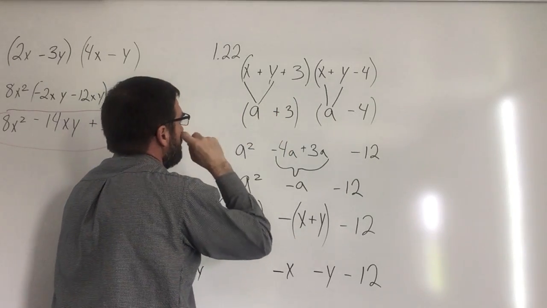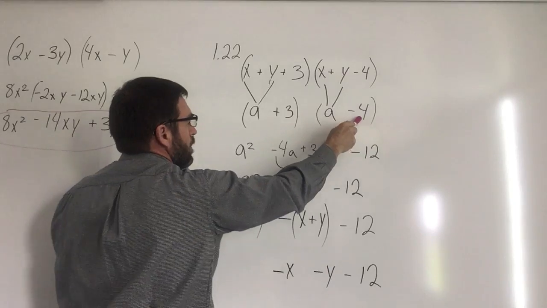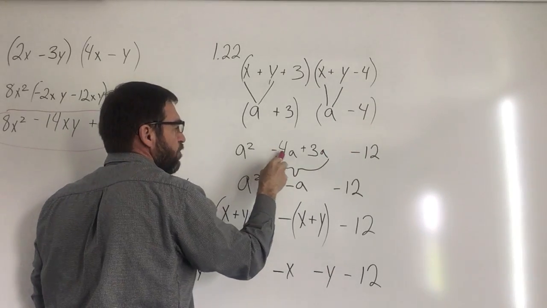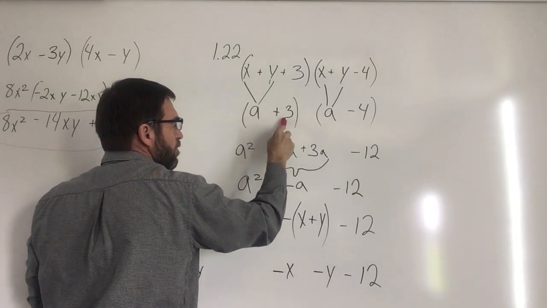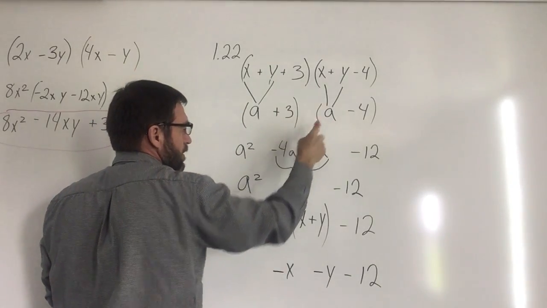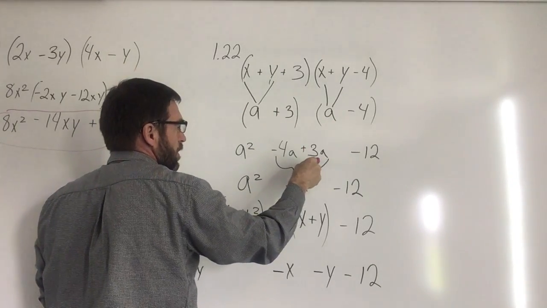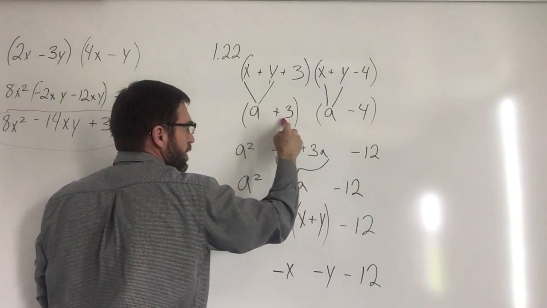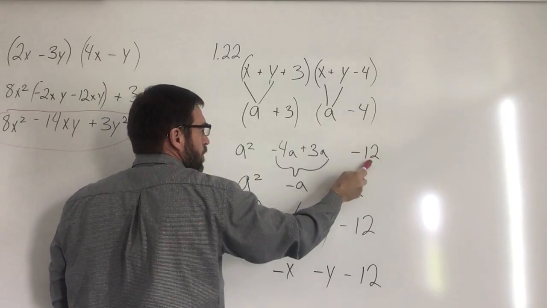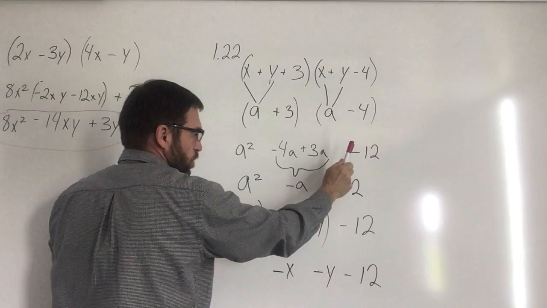Let's see, what's the next one? A times negative 4 is negative 4a. Through inner terms, 3 times a is positive 3a. And now last terms is 3 times 4 is 12, opposite signs, negative 12.